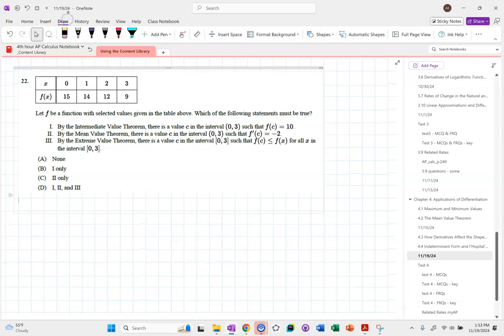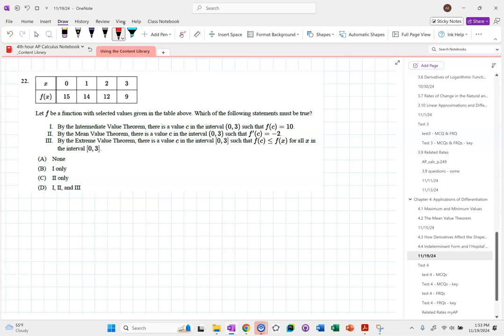All right, let f be a function with selected values given in the table above. Which of the following statements must be true? By the intermediate value theorem, there's a value c on the interval from 0 to 3 such that f of c is equal to 10. That doesn't have to be true. Why not? We don't have that f is continuous, right? We just have f as a function, not continuous. So this could be false. Now, it could be true, but we can't guarantee it.